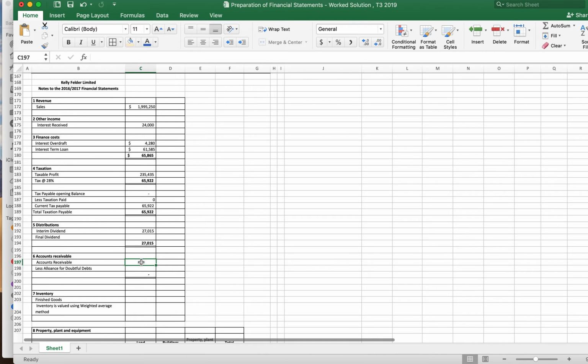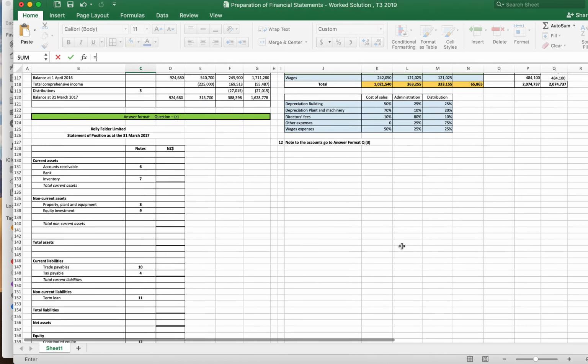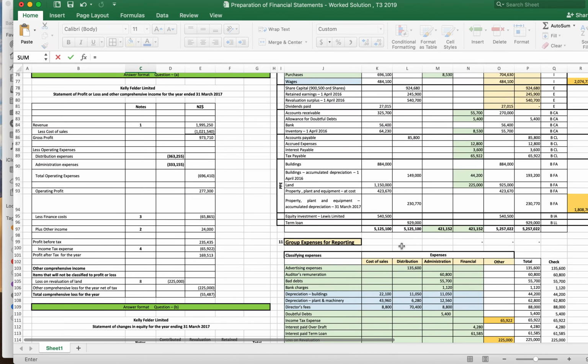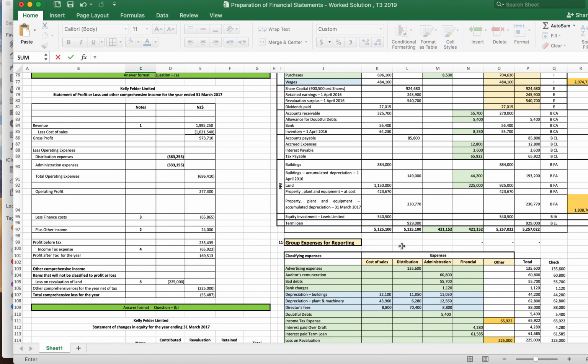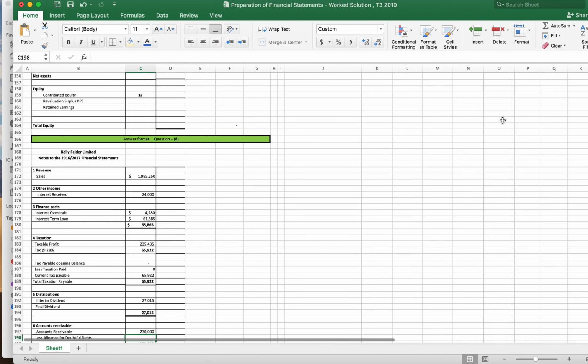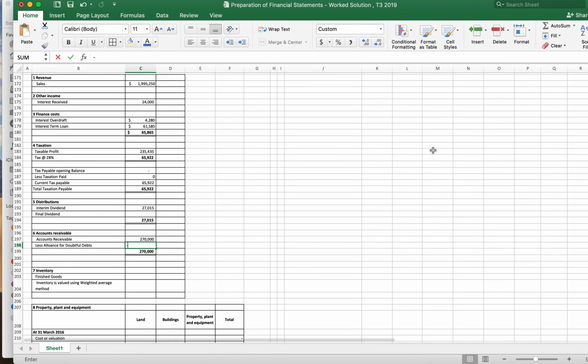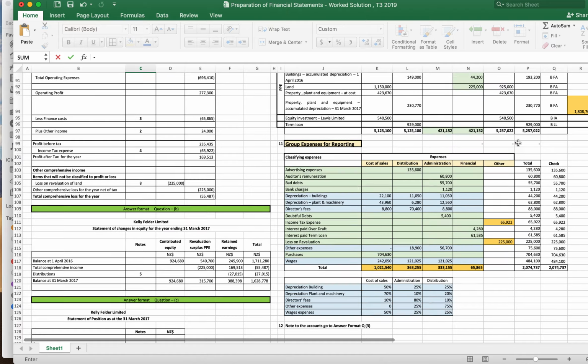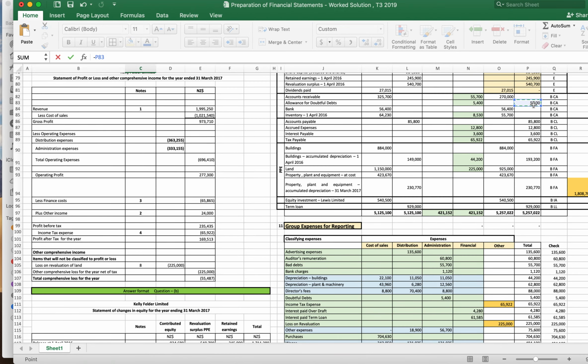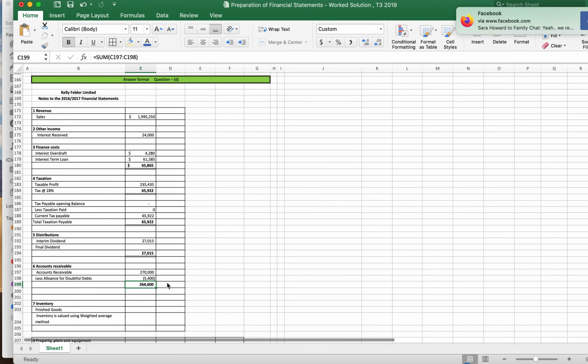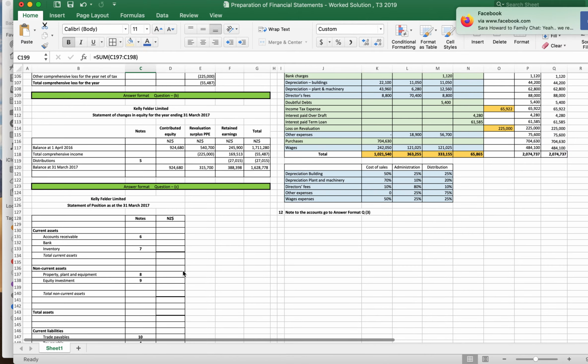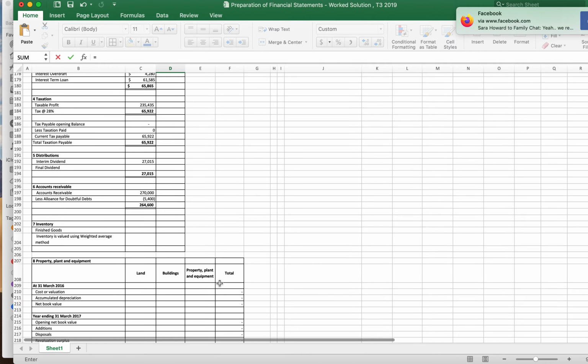Accounts receivable. What's the accounts receivable? It's that, less the allowance for doubtful debts, which is that. Okay, the reason I did that is so I could do that. So now that gives us the figure for our accounts receivable.